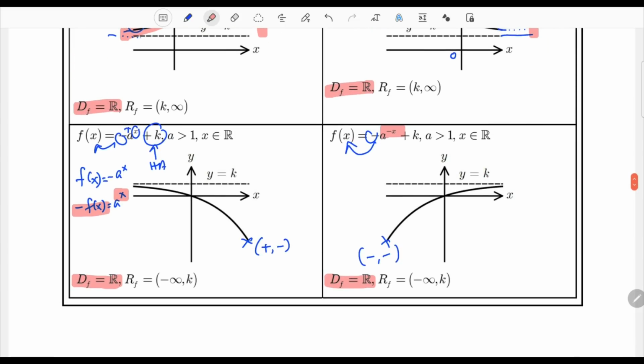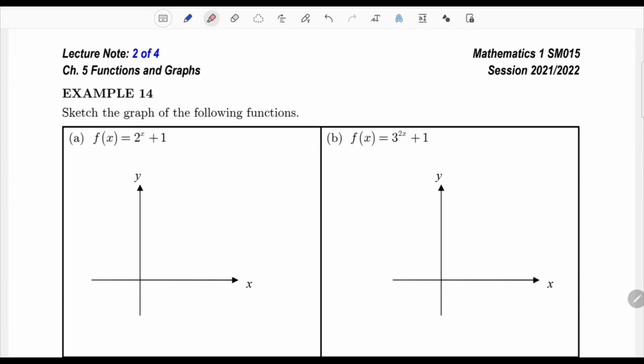For the next two graphs, we will start with the smallest value, negative infinity, up to k. And this is also from negative infinity up to k. So that will be the range. Right, let's look at example 14.